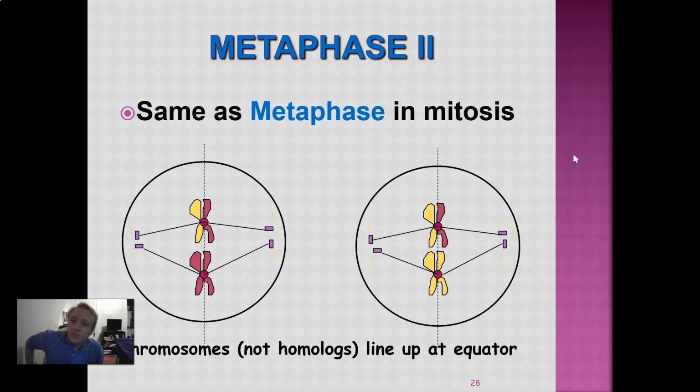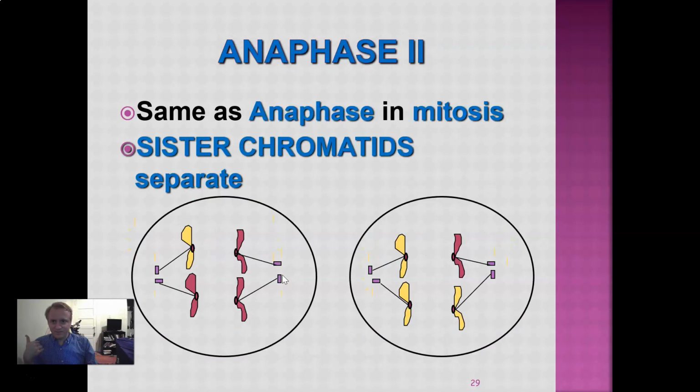Metaphase 2 is the same thing as metaphase in mitosis. Chromosomes are lining up on the metaphase plate. They're lining up at the equator. Remember, in metaphase 1, you had that tetrad at the equator. You had both homologous chromosomes that had replicated itself. Now we are looking at chromosomes lining up at the equator.